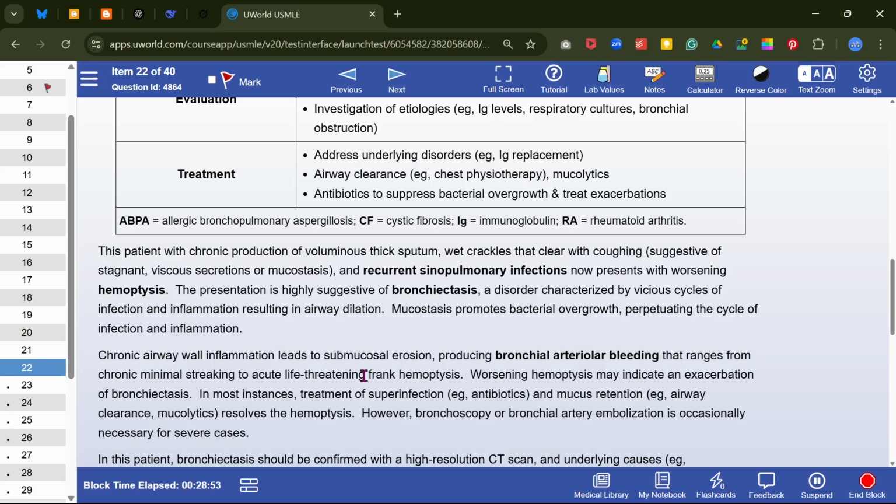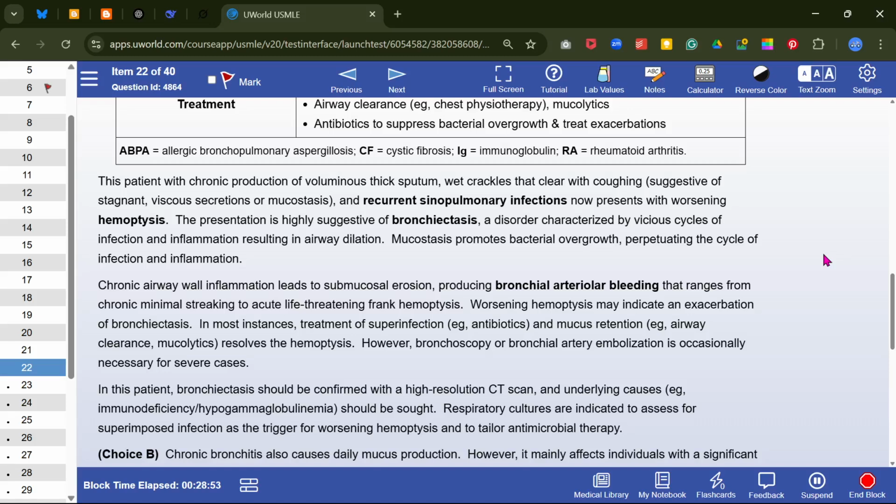Chronic airway wall inflammation leads to submucosal erosion, producing bronchial arteriolar bleeding that ranges from chronic minimal streaking to acute life-threatening frank hemoptysis. Worsening hemoptysis may indicate an exacerbation of bronchiectasis. In most instances, treatment of superinfection with antibiotics, and of mucus retention with airway clearance and mucolytics, resolves hemoptysis. However, bronchoscopy and bronchial artery embolization are occasionally necessary for severe cases.